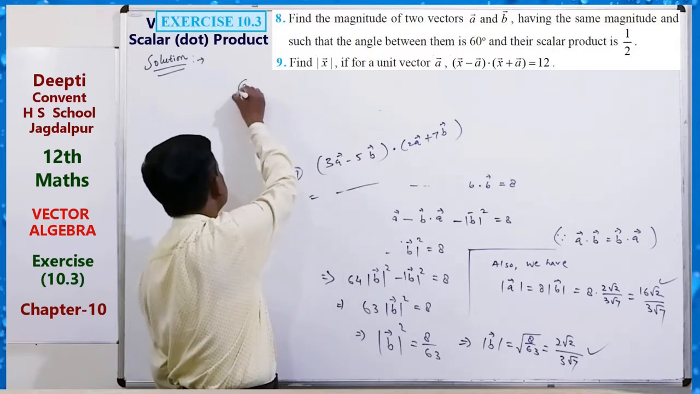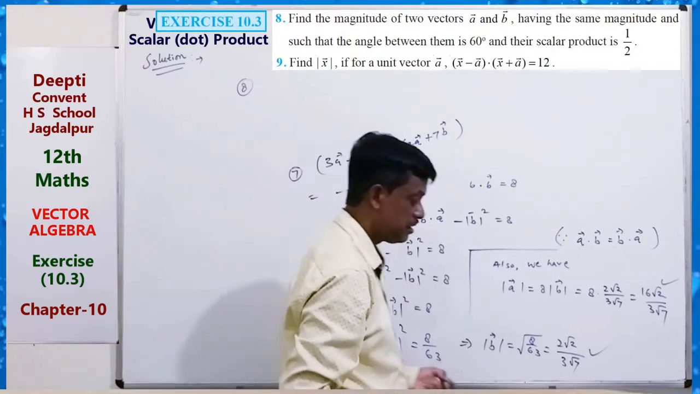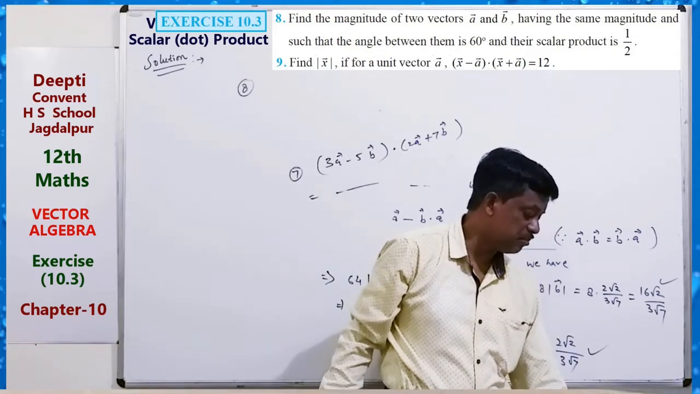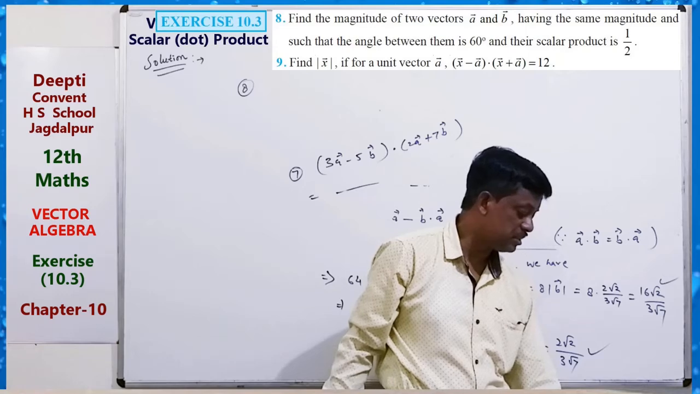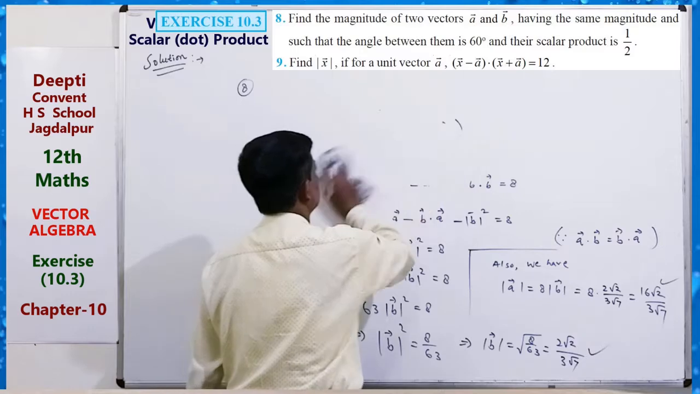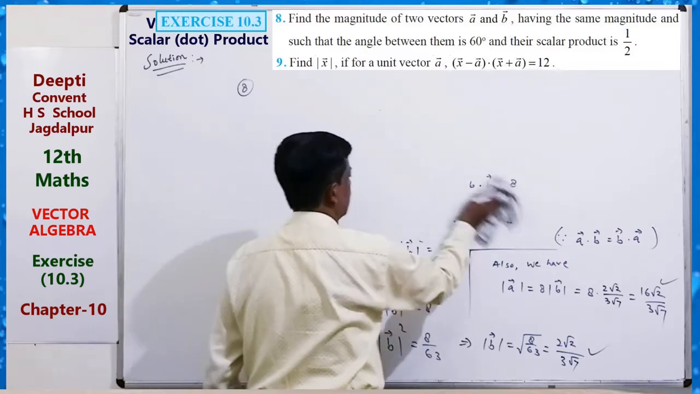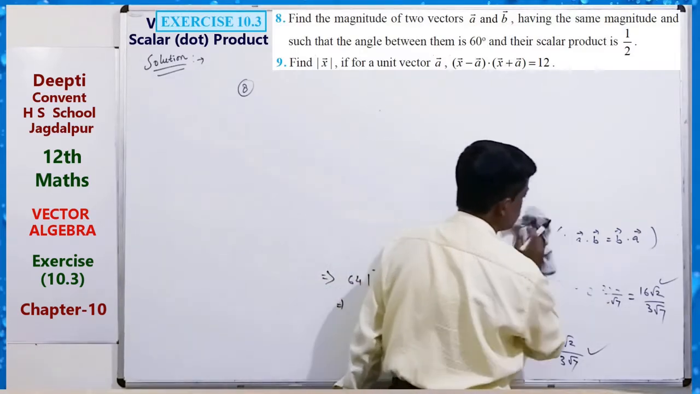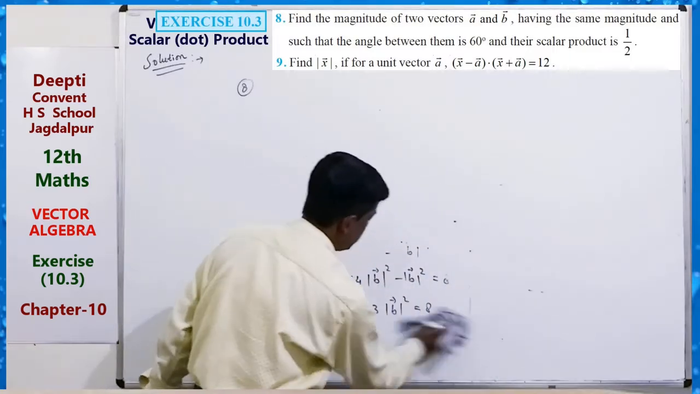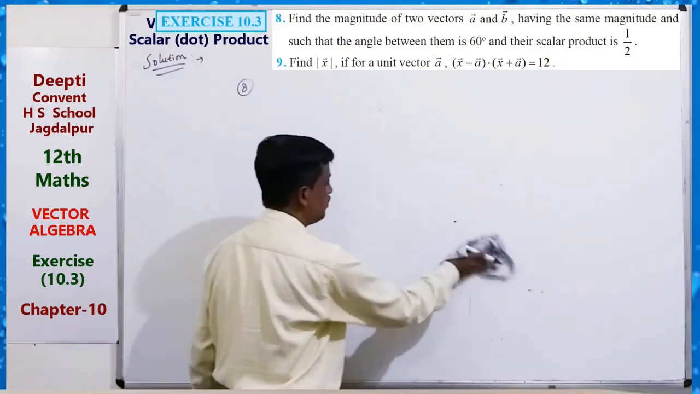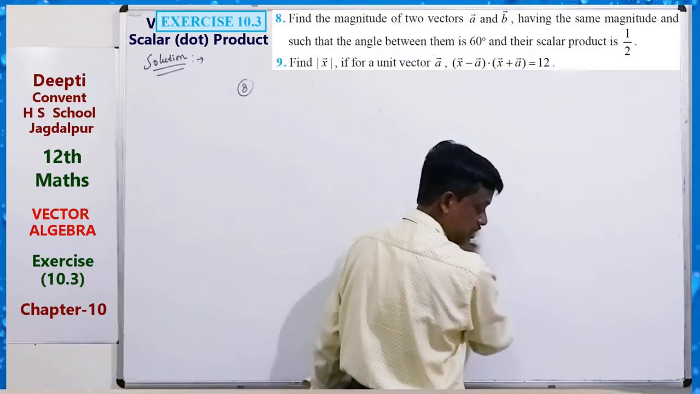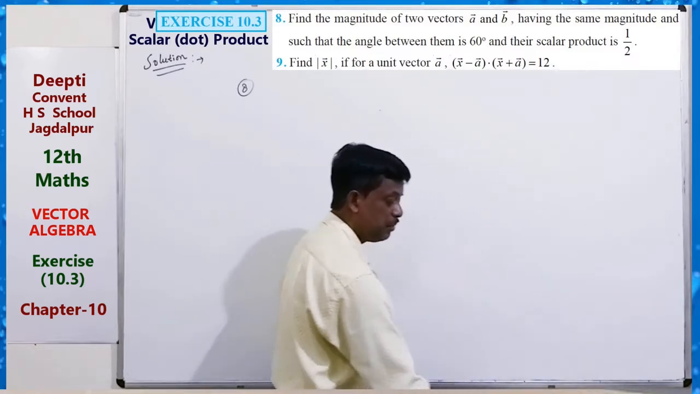Now take question 8. Find the magnitude of two vectors A and B having the same magnitude and such that the angle between them is 60 degrees and their scalar product is half. It is also a simple question. Here also we have to find the value of mod A and mod B. Here the given scalar product is 1 by 2, the angle between them is 60 degrees, but the magnitudes are the same.